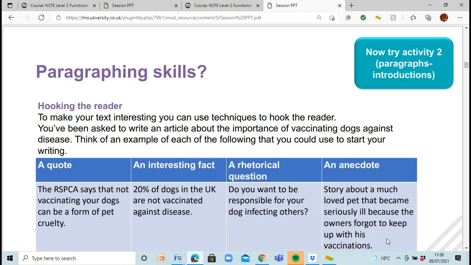So an anecdote really is like a story about something that happened to someone else. And they're saying, you don't want to be in the same situation, do you? So if this was in paragraph form, it would be quite interesting, and it would make me actually want to read on and find out more information.